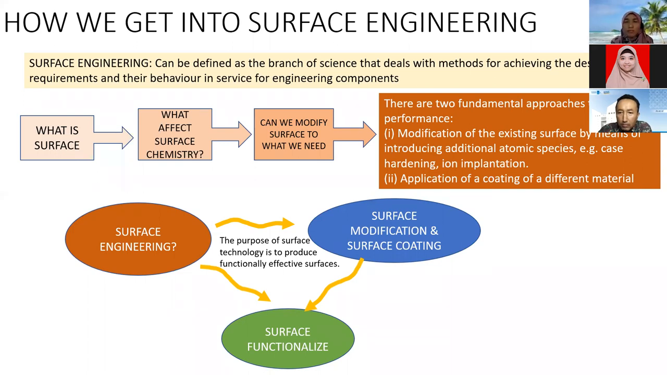When we talk about surface engineering, one of the big fields we look into is coating. So what is surface engineering? The purpose of surface technology is to produce a functionally effective surface. I got that. When you look at surface engineering, there are two big fields about how you engineer the surface. Normally you do surface modification and surface coating.